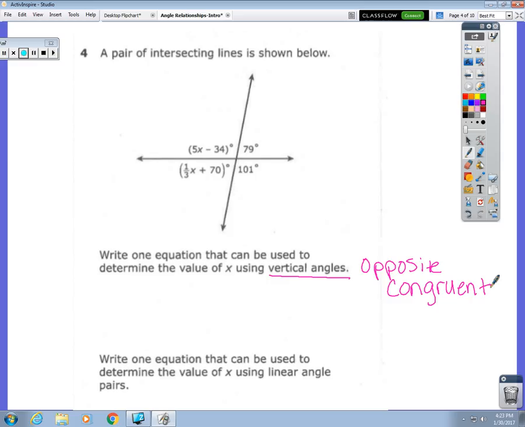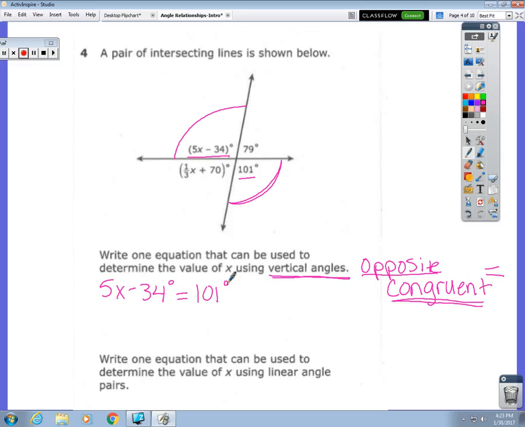So the first pair of vertical angles is this angle right here and this angle right here. They are opposite of each other. They're diagonal from each other. So we know that if they're opposite, that they are congruent. And congruent means equal to each other. So to write an equation for this is actually really simple. We're going to take this angle, 5x minus 34 degrees equals, because they are congruent, 101 degrees.